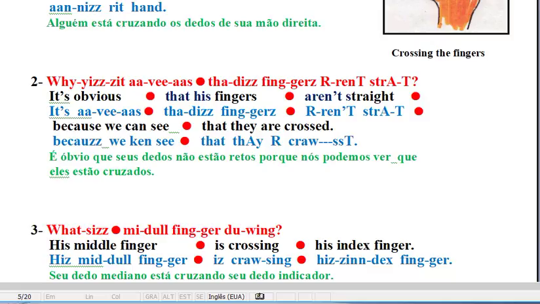Line 2. It's obvious that his fingers aren't straight because we can see that they are crossed. Question. Why is it obvious that his fingers aren't straight? It's obvious that his fingers aren't straight because we can see that they are crossed.